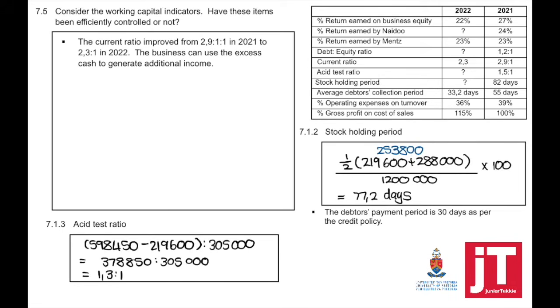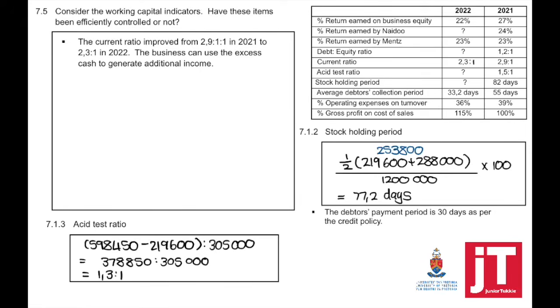So if we're looking at the first one, the current ratio, it improved from 2,9 to 2,3. Remember when we did the current ratio, the liquidity financial indicator, we said that the current ratio can also be too high. So if it went from 2,9 to 1 to 2,3 to 1, that is actually better. The business can use the excess cash to generate additional income.